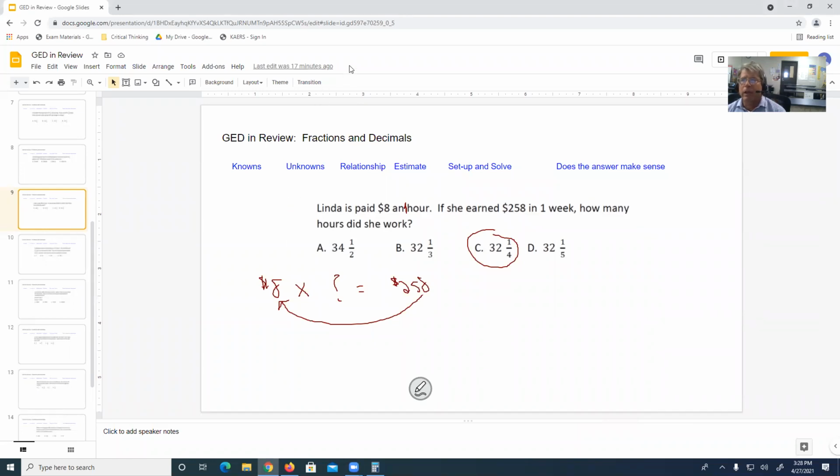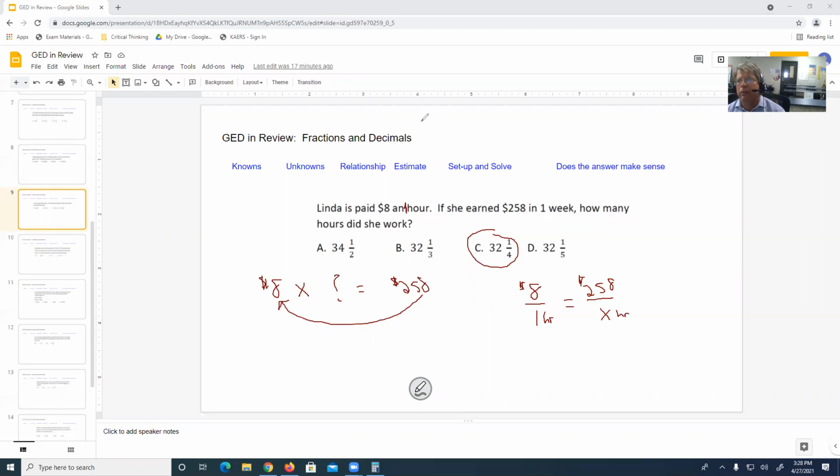Now, something else we can do is, again, use a proportion concept. Notice how it's $8 in 1 hour. What we know is $258. We just don't know how many hours that is. So it's $8 in 1 hour, and it's $258 in, we don't know how many hours that actually is.